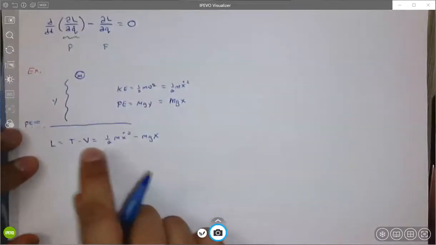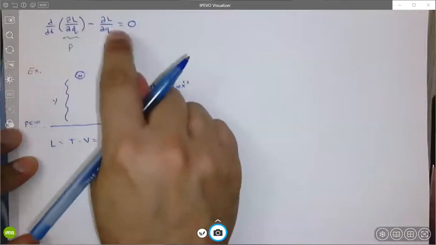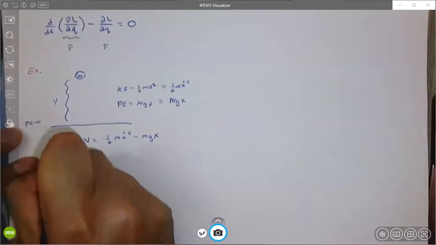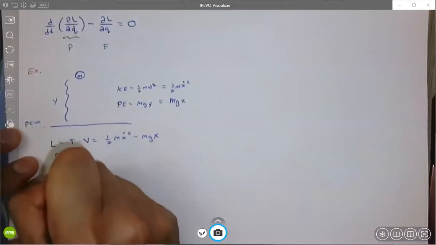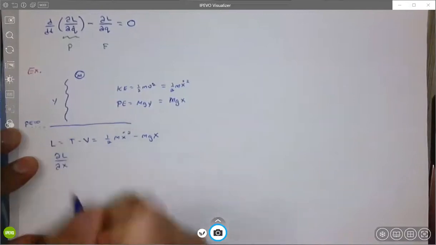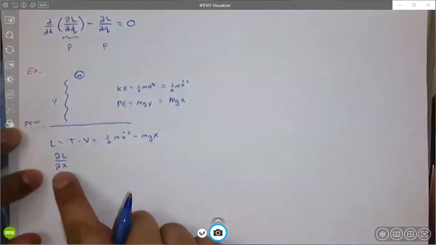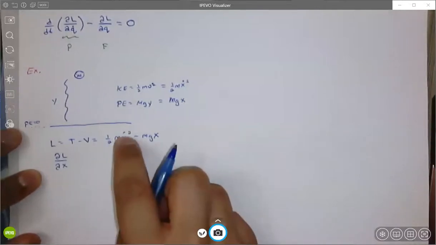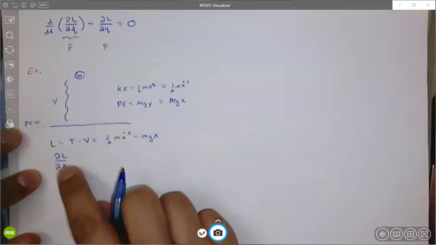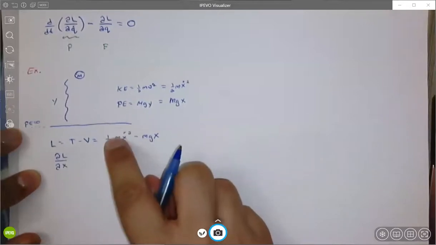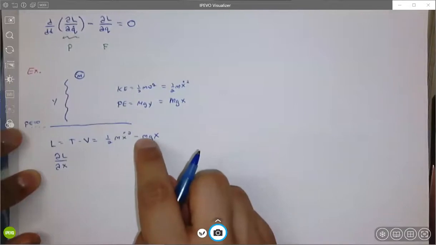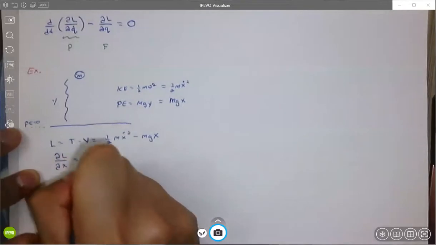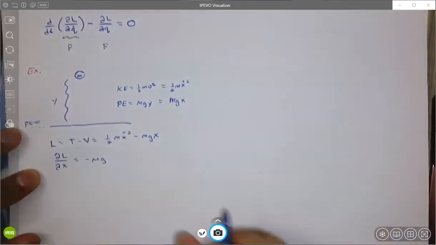So now what we need to do is plug this Lagrangian into the partial derivative here and here. Let's do this term first: the partial of the Lagrangian with respect to the generalized position. In this case, x is our generalized position. So we look at our Lagrangian. This is x dot, so this is a constant when you're taking the derivative with respect to x, so this term goes to 0. And over here, we end up with negative mg, and the derivative of x is just 1. So here we end up with negative mg, and that's it.